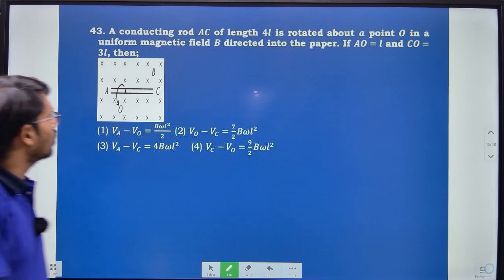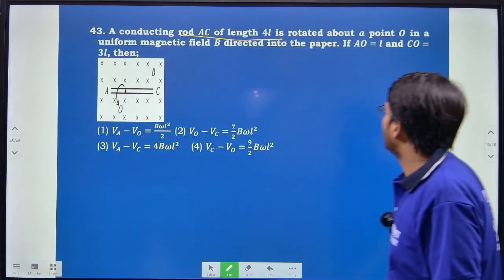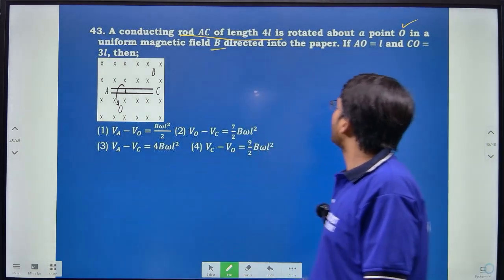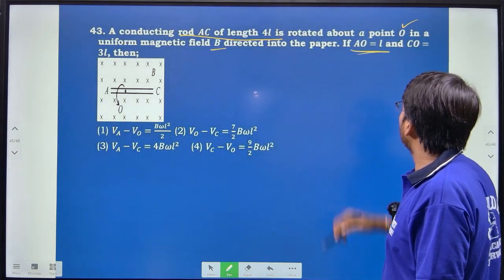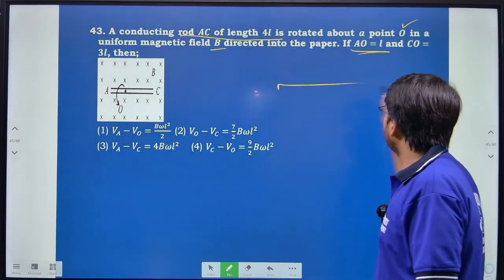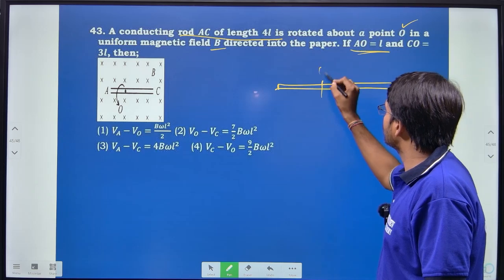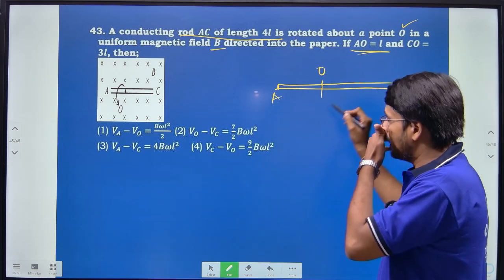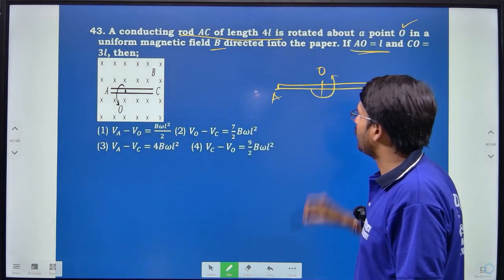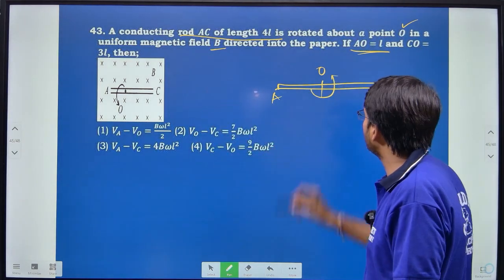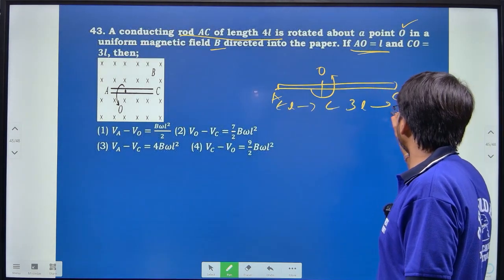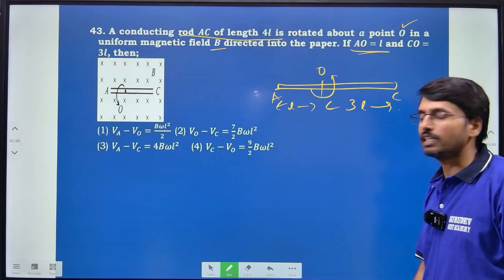A conducting rod AC of length 4L is rotated about a point O in a uniform magnetic field B directed into the paper. If AO equals L and CO equals 3L, then what happens? Here we have the point O, then A and C, under rotation about this particular point, something like this. The representation there is not clear. If this length is L and this length is 3L, which one is the right answer here?